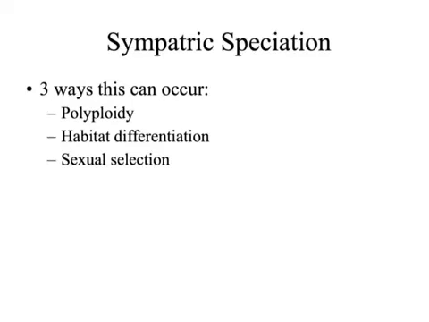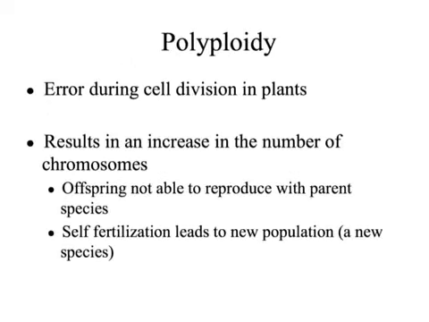There are three ways that sympatric speciation can occur. The first is polyploidy, the second is habitat differentiation, and the third is sexual selection. Polyploidy occurs when there is an error in cell division, particularly in plants. Animals tend to be less tolerant of this process, and the embryos usually die early in development. Plants, though, can tolerate polyploidy, and this process has given us many new species. Polyploidy results in an increase in the number of chromosomes. Offspring are not able to reproduce with parent species, so they often self-fertilize, leading to a new population and a new species.